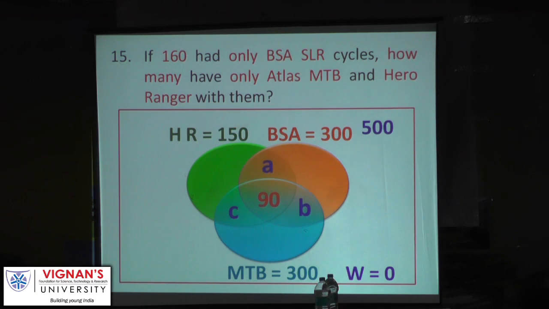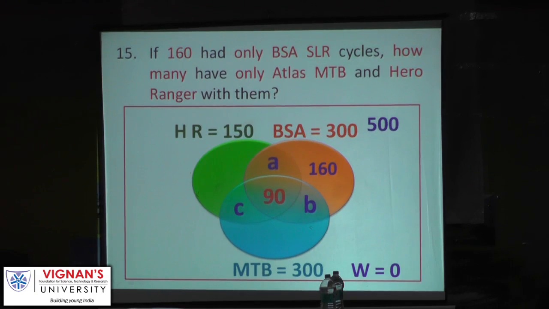Now look at this. If 160 had only BSA SLR, what is only BSA SLR? This region is only BSA SLR. If 160 is here, how many have only Atlas MTB and Hero Ranger? He is asking for the value of C. Now let us see how to find out.